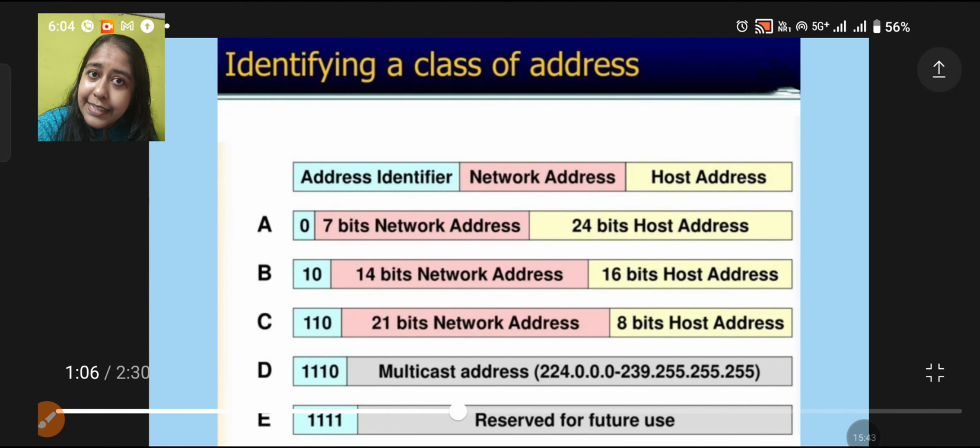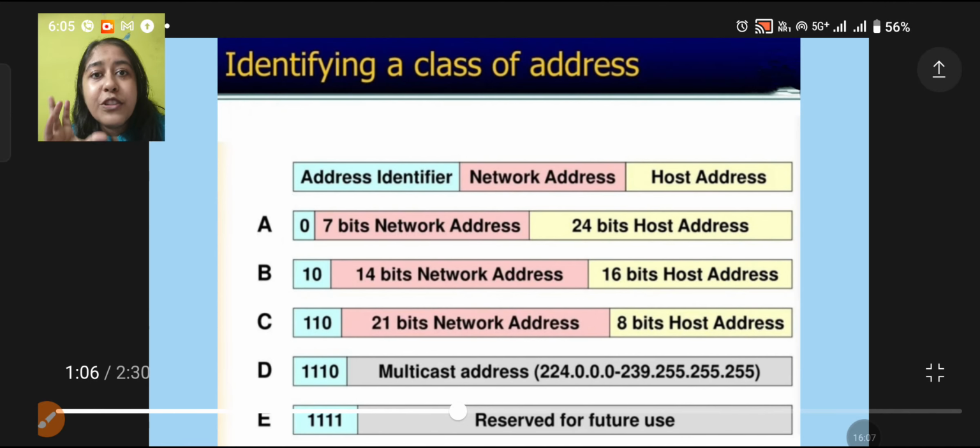Now, if it is a class B address, the first bits will be 1, 0. It's in binary form, right? Then there will be 14 bits of network address and 16 bits of host address. For class C, it will be 110, sorry, 110. Then 21 bits will be network address and 8 bits will be host address.